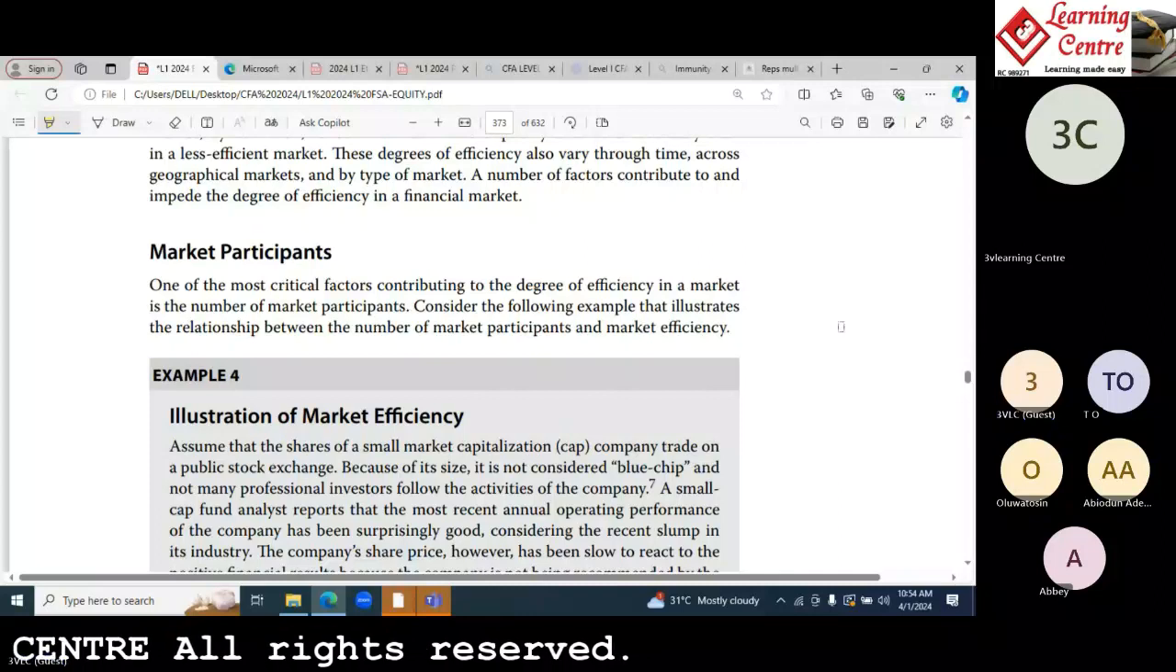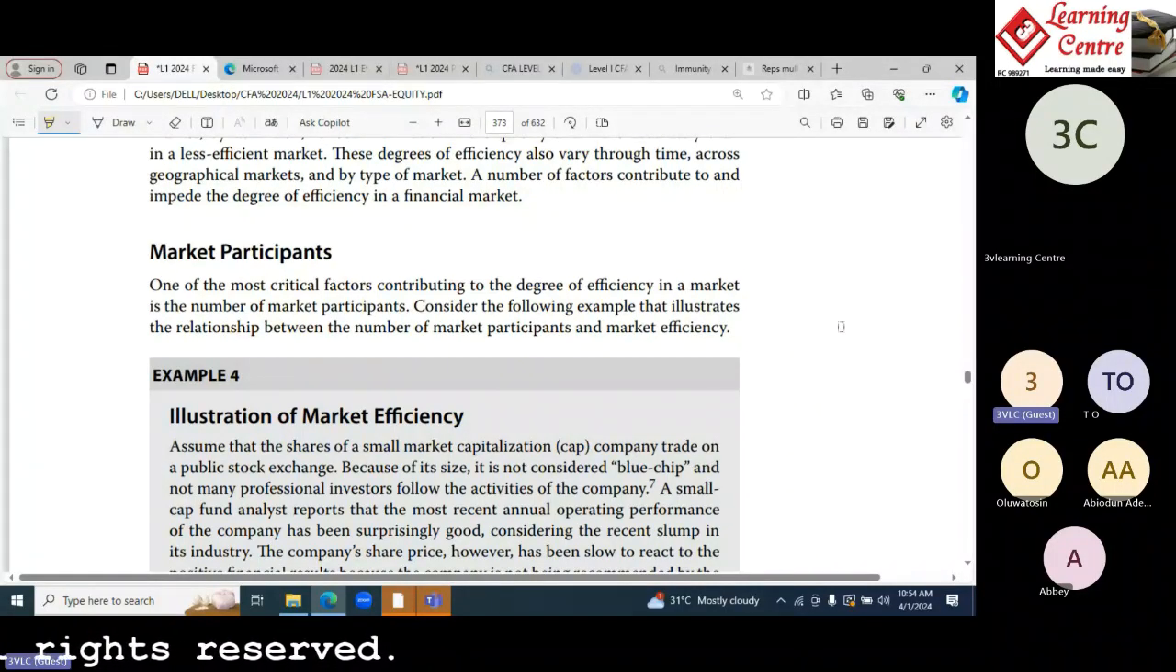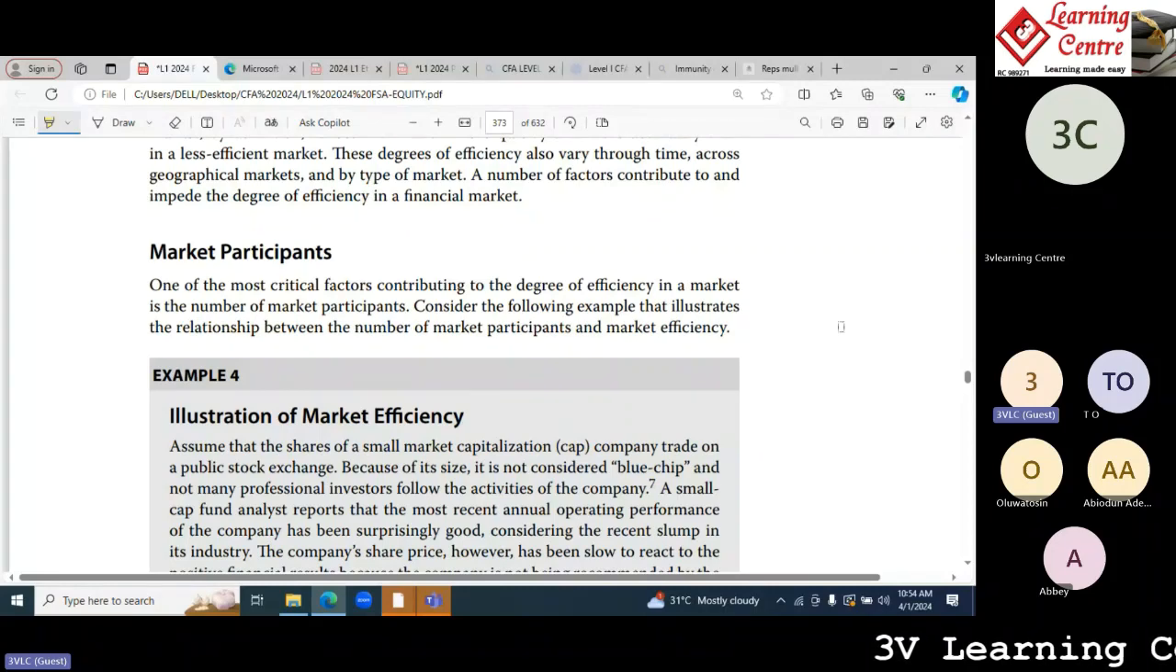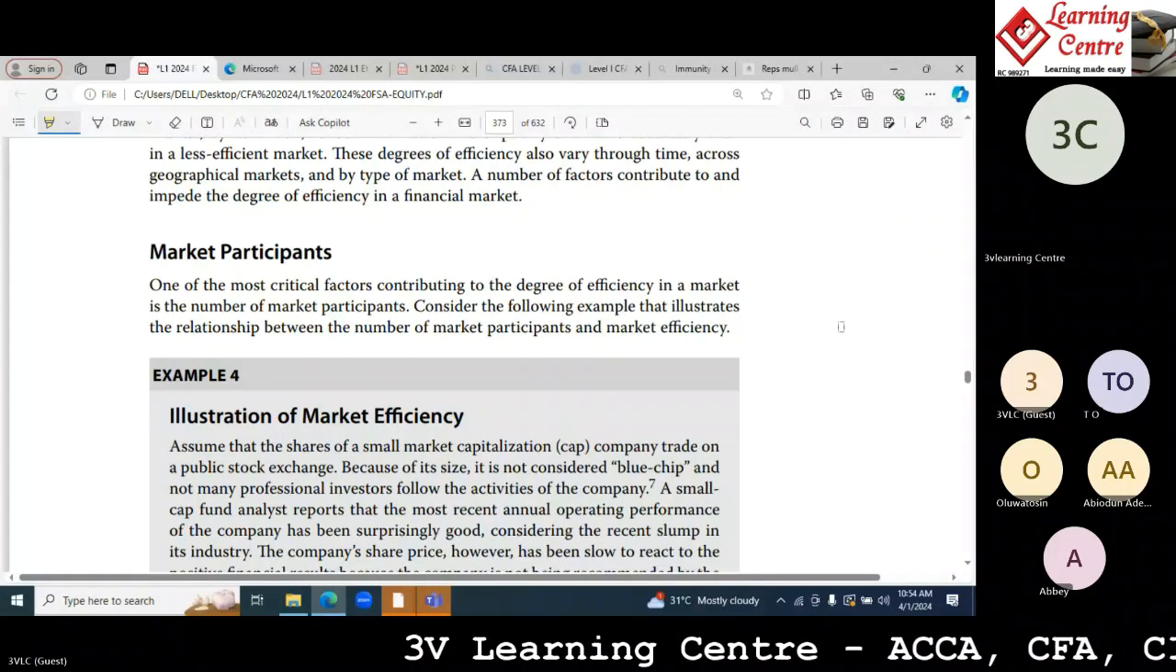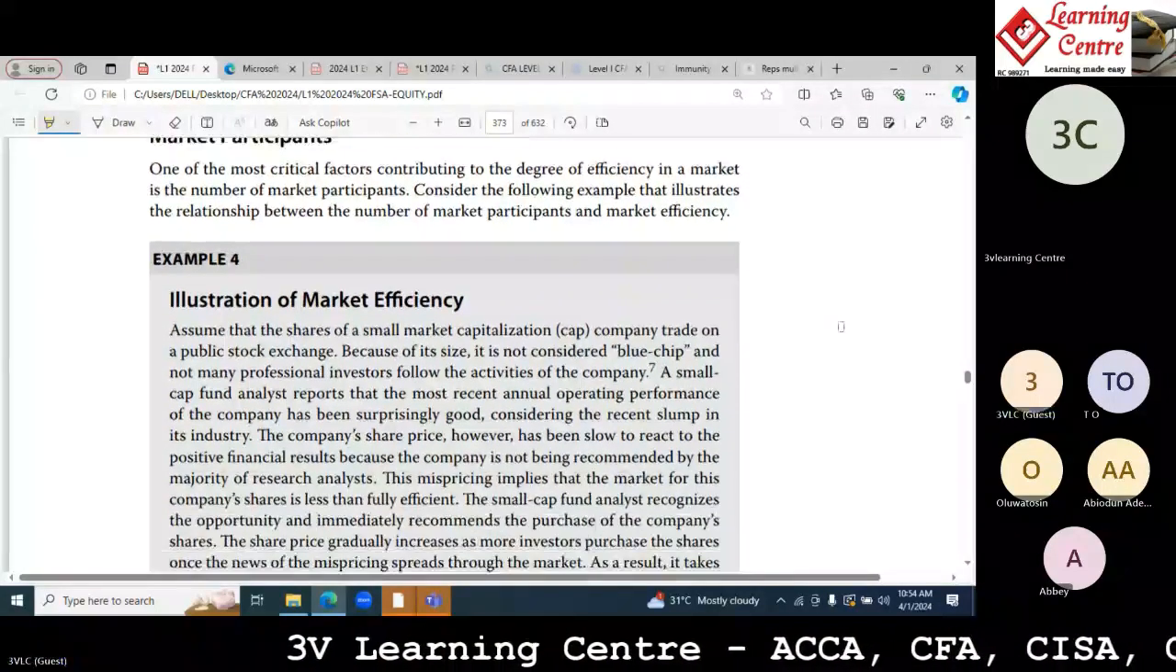So for me, that is also a factor which I believe is one of the factors you are going to see here. But at this point, we're mostly talking about the availability of market participants and how knowledgeable they are. So the higher the number of market participants, and the higher the level of knowledge of those participants, the more efficient the market is going to be.